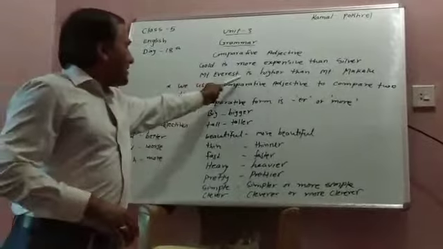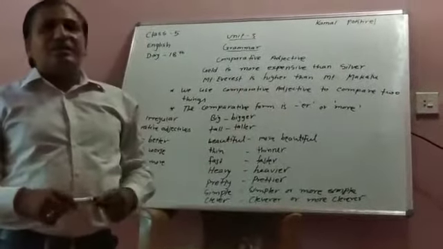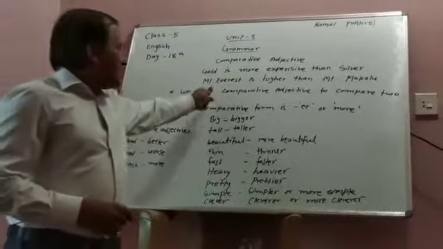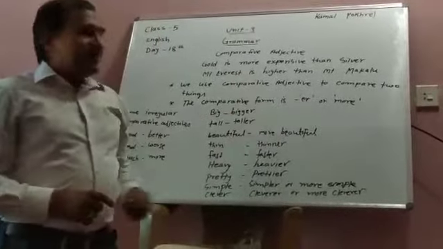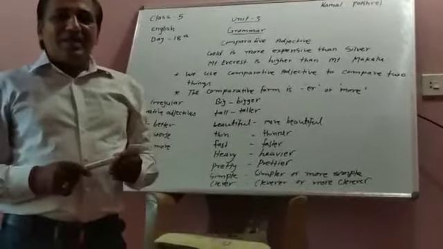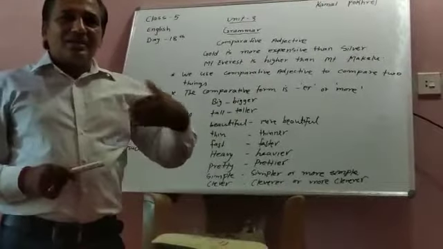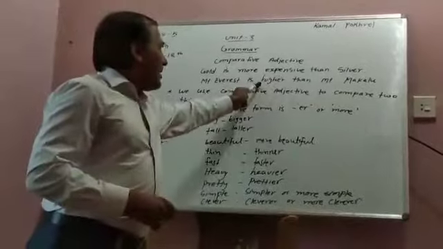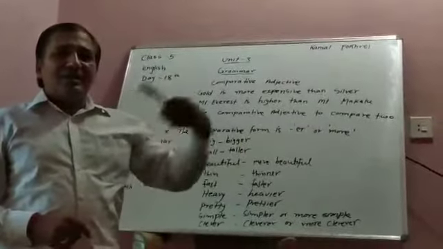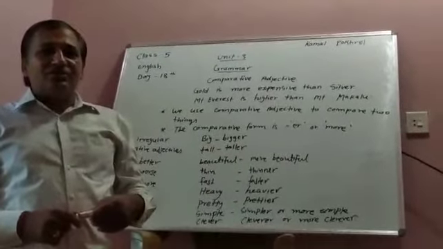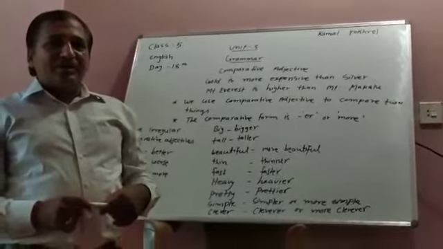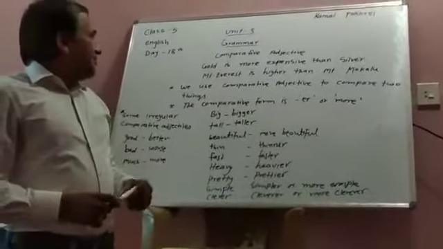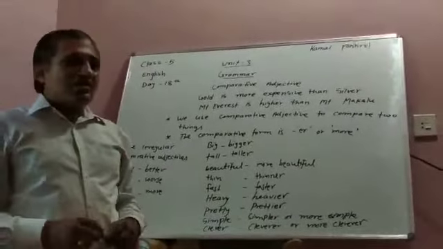Similarly, Mount Everest is higher than Mount Makalu. In this sentence also, the main adjective is high, and the comparative formed is higher. Higher is used to compare Mount Everest with Mount Makalu.